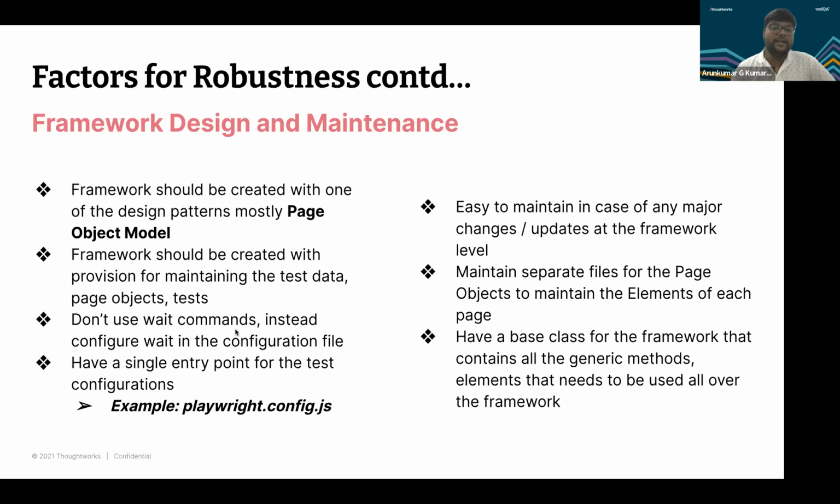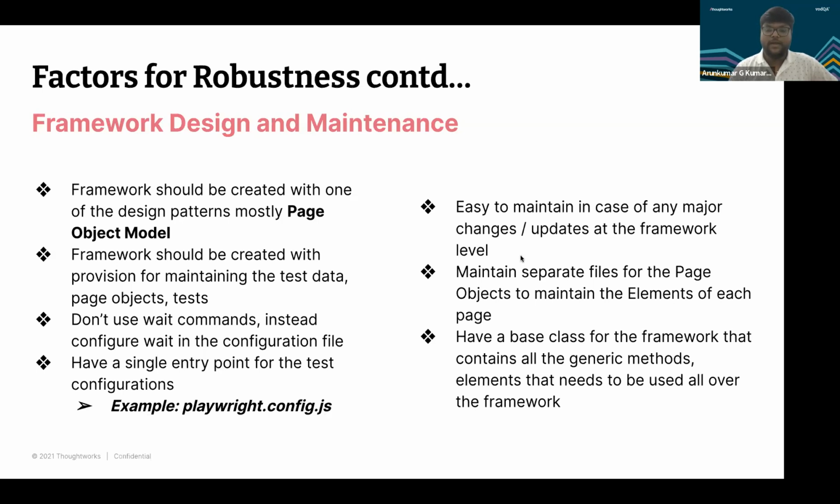And then the wait command. Normally we use explicit wait, implicit wait, or Thread.sleep when we go with Java Selenium. Instead, we can configure our wait time directly in the configuration file itself. There should also be a single entry point for running the tests and maintaining the configuration. For example, here we are going to see playwright.config.js. If you are using JavaScript it would be JS, and if you use TypeScript it would be TS.